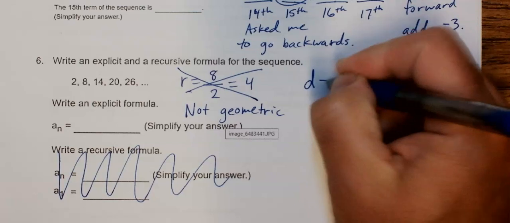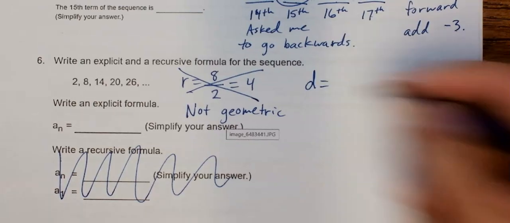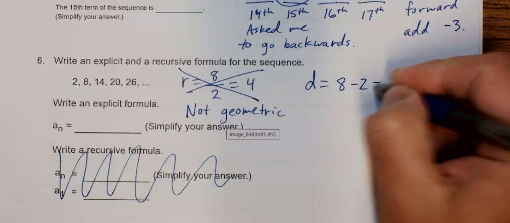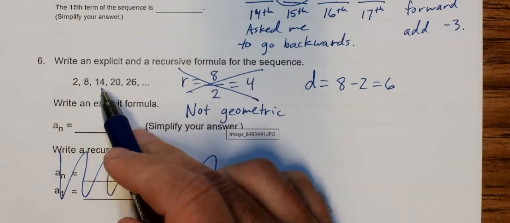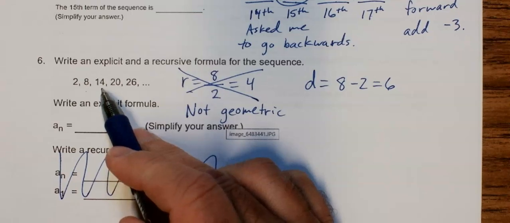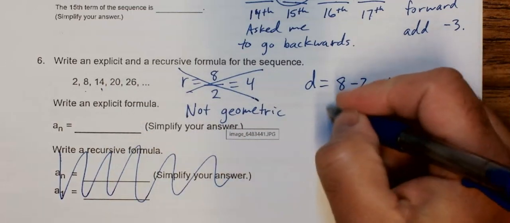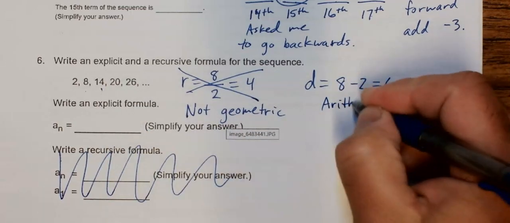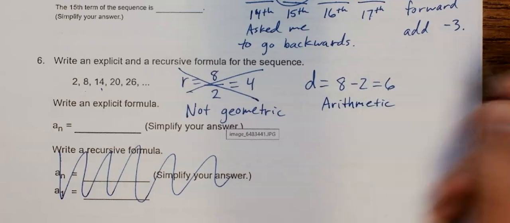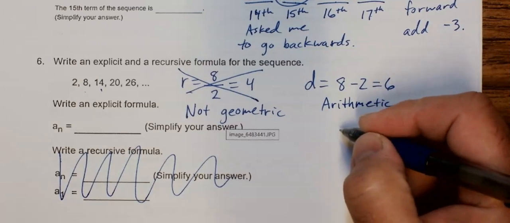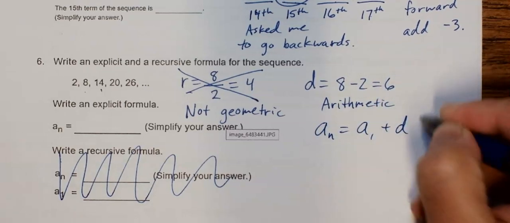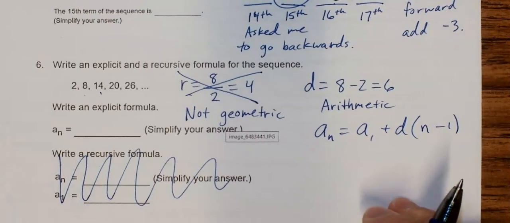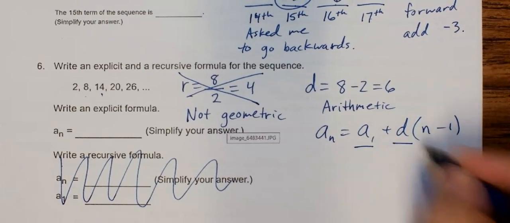So now I'm going to check to see if we're adding. 8 minus 2. Well, that's obviously 6. If I take 8 and I add 6, do I get 14? Well, this is a winner. This is the strategy we needed. So, definitely arithmetic. So the arithmetic formula, we need the first term, we need the common difference. Those are the only two numbers I really need to find the formula.